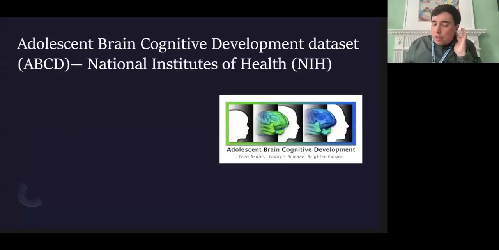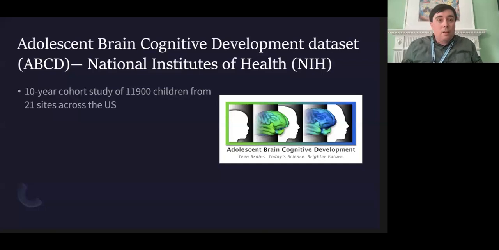Okay, so the data set that we worked with is one that many of you, I'm sure, are familiar with. It's the Adolescent Brain Cognitive Development data set. It's run by the NIH, the National Institutes of Health in the US. And it's a great data set. It launched about 5 years ago now. It's a 10-year cohort study of about 12,000 children from across the United States.